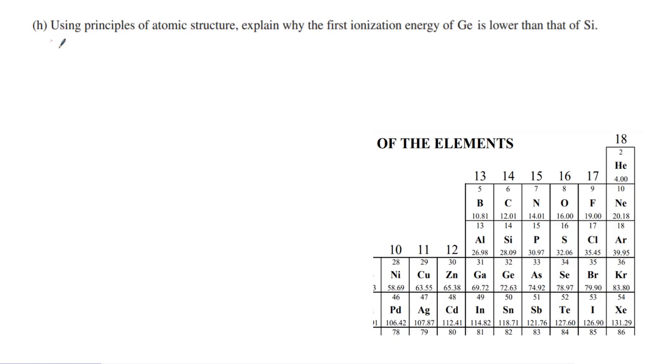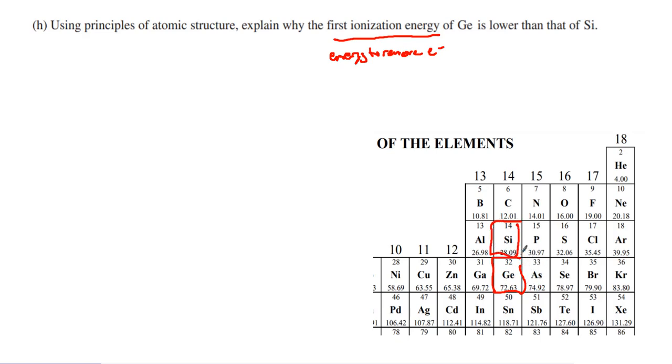And you can see H jumps right into it. Keeps going with atomic structure. It says, explain why the first ionization energy. Now we got to know what first ionization energy is. That's the energy to remove an electron. And why is the first ionization energy of germanium lower than that of silicon? Well, this is a vertical trend.